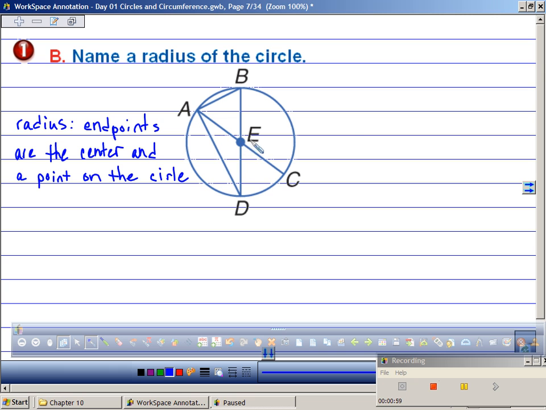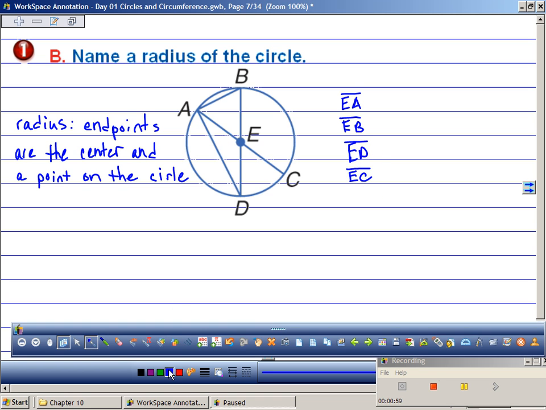Okay, let's go from the center out. E what? EA. What else? EB. ED. EC. I'm going to highlight them. EA would be here. Good. EB would be here. EG would be here. EC would be here.